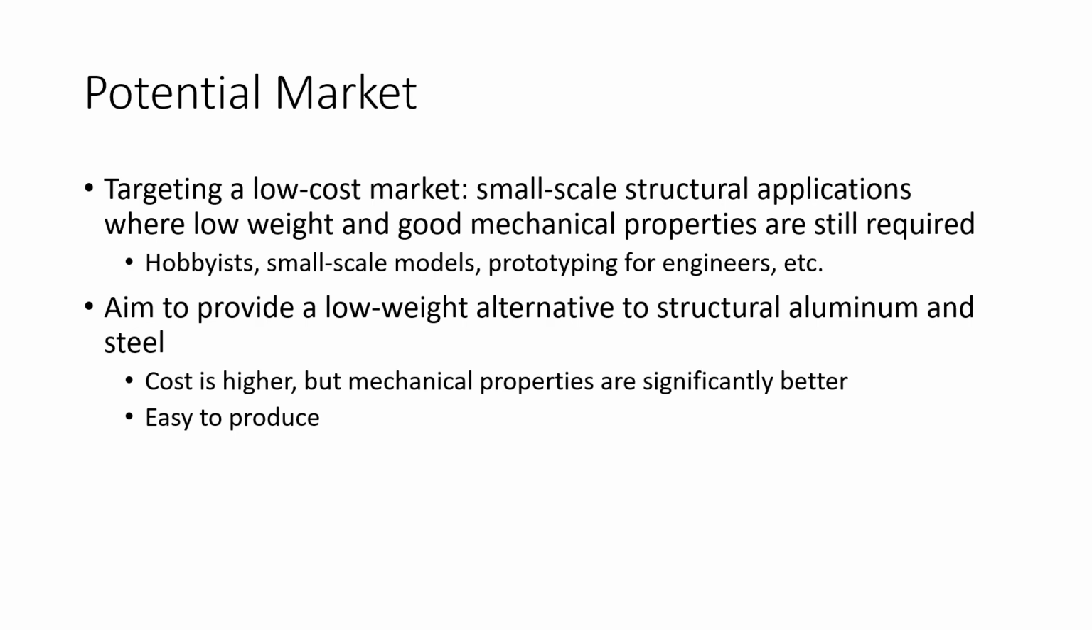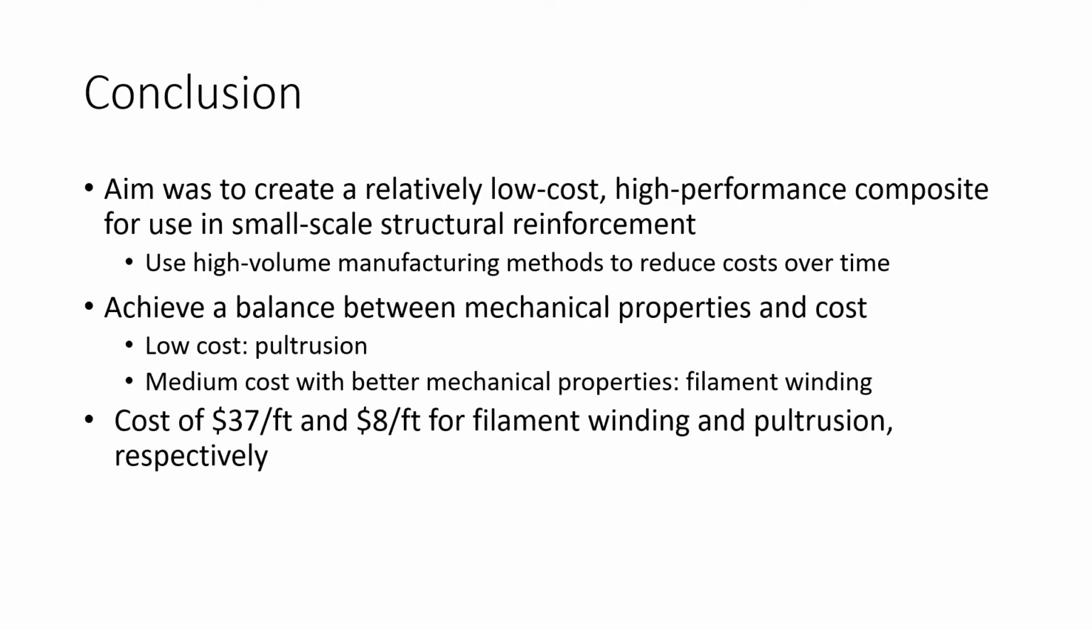The production methods we chose should make these composites easier to produce, allowing for cost savings and a better price for the end product. Overall, the aim of this project was to create a low-cost, high-performance composite to use in small-scale structural reinforcements. One of the main issues with using composites for structural reinforcements is the fact that manufacturing methods can be really expensive, especially when compared to those for metals. However, high-volume manufacturing methods like filament winding and pultrusion allow for a reduction of costs over time.